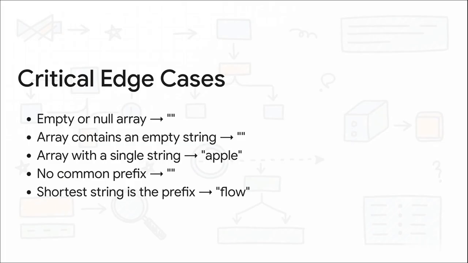If you get an empty list of words, the answer has to be an empty string. What if one of the words is an empty string? Well, then nothing can be common, so again, empty string. And what if there's only one word in the list? Well, obviously, the prefix is just the word itself. A truly solid solution handles all of these without breaking a sweat.